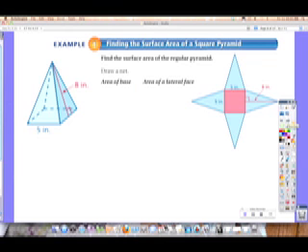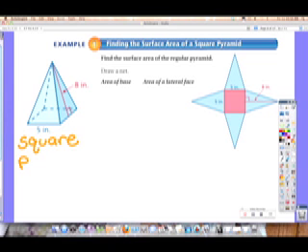Okay, are you ready to shout? Tell me, what is it? Square pyramid. Good job. All right, this is a square pyramid. So if it's a square pyramid, its base has to be what shape? A square. Okay, I'm going to get you super organized on today's notes.